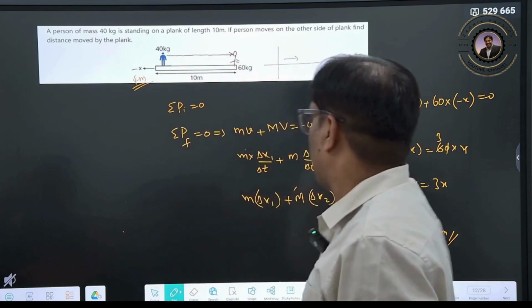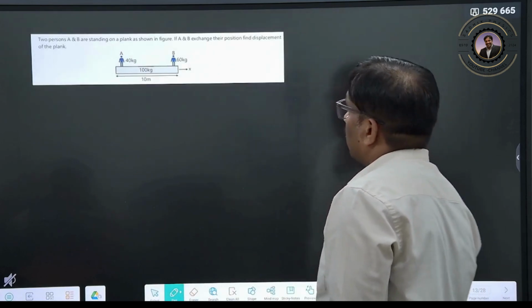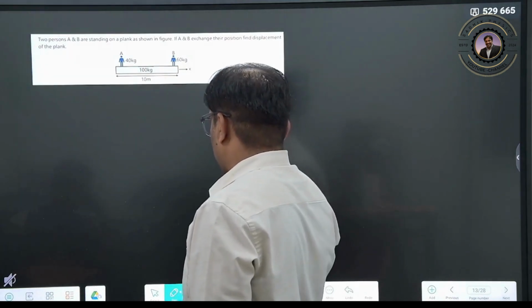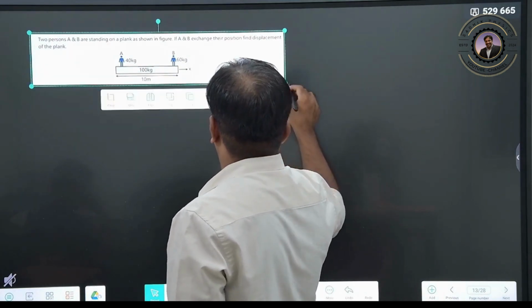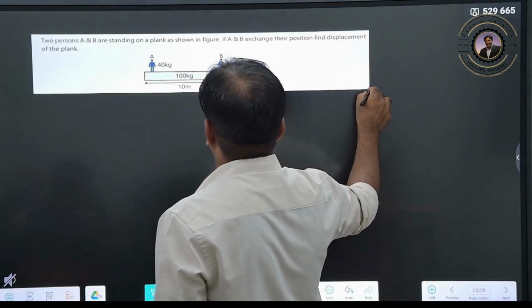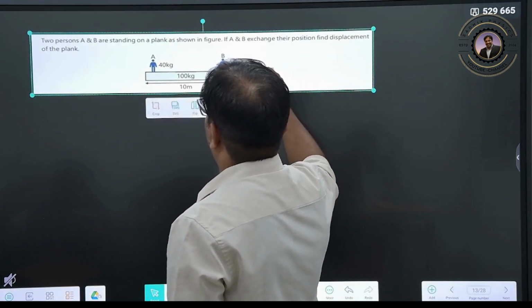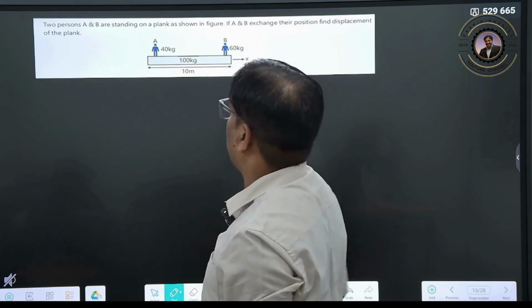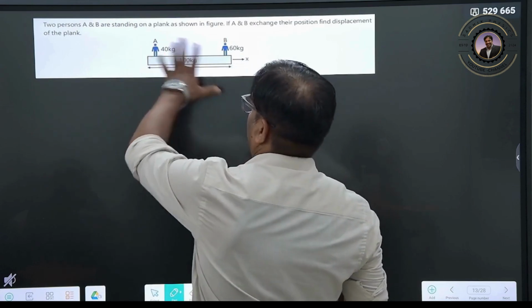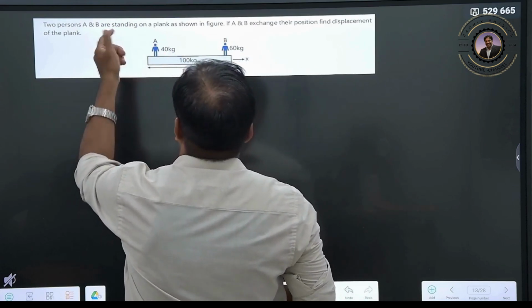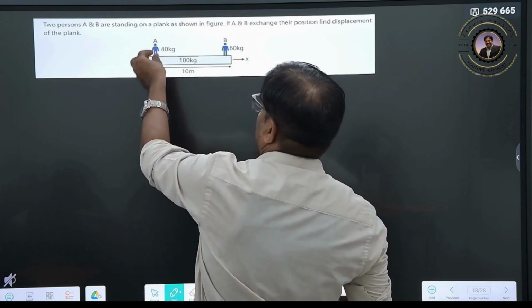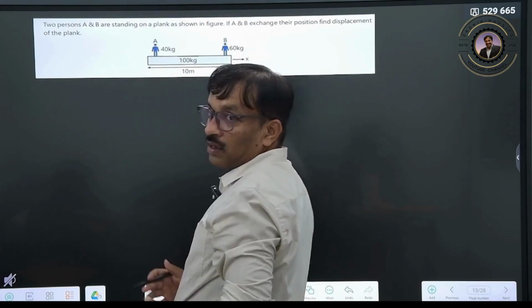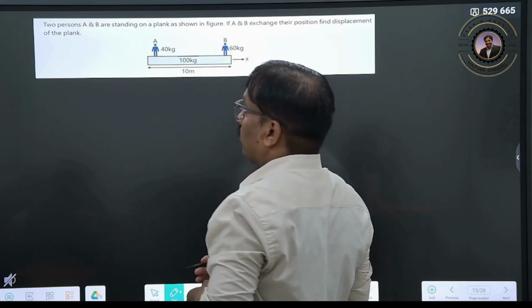Clear? Now let us see the same type of question. Suppose here 2 persons are there, nothing else changed, everything is the same, but here 2 persons are there on the plank. This is 100 kg. So, they exchange positions, that means this person will go here, and this person will go here. So, how much distance will the plank move now?